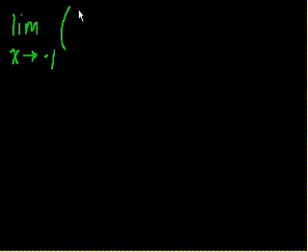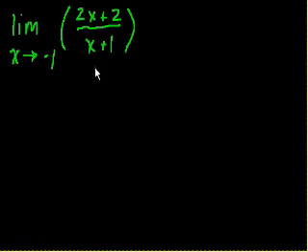So let's say, what is the limit as x approaches, let's say, -1? And let me see, what's a good expression? Let me put it in parentheses so it's cleaner. Say it's (2x + 2) over (x + 1).